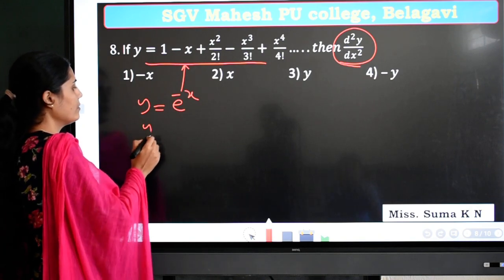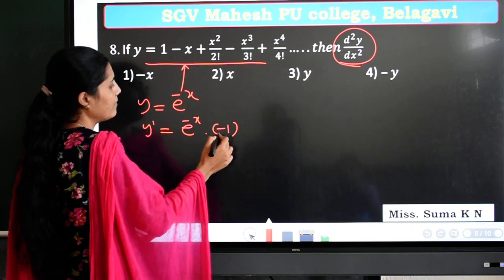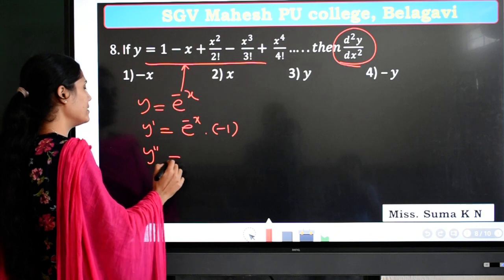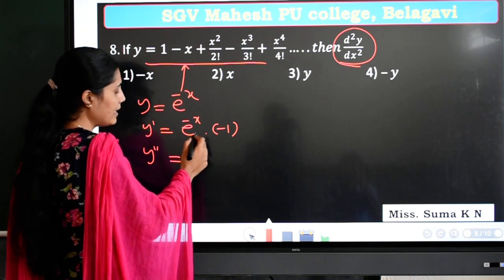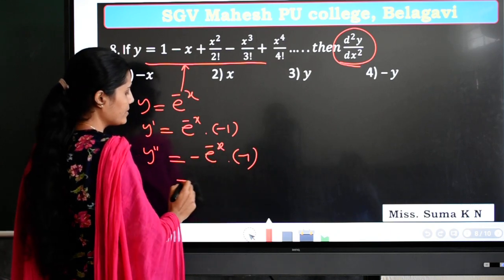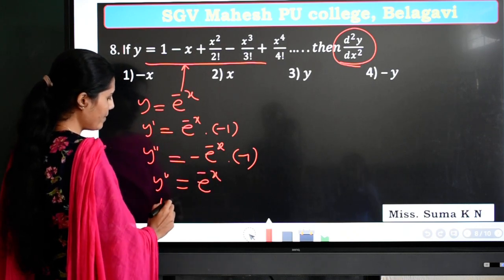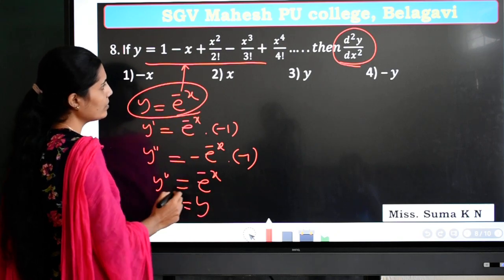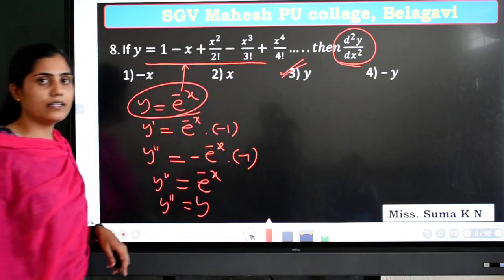Differentiate this one. Y dash is equal to what you will get? E power minus x into minus x differentiation is minus 1. One more time differentiate: y double dash is equal to minus, keeping as it is, e power minus x, differentiation is again e power minus x into minus 1. So what you will get? E power minus x. E power minus x, what is it? Already we have taken that as y. So which is the answer? Third option is the right answer, that is y.